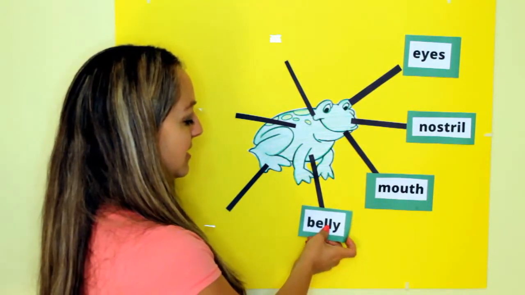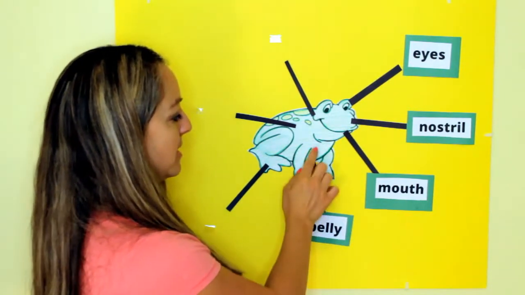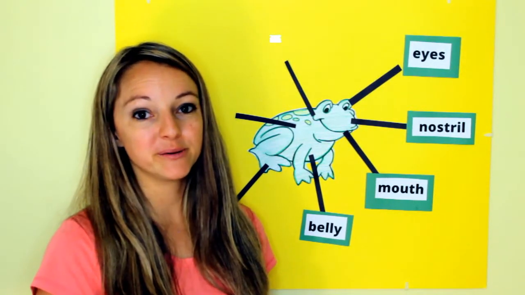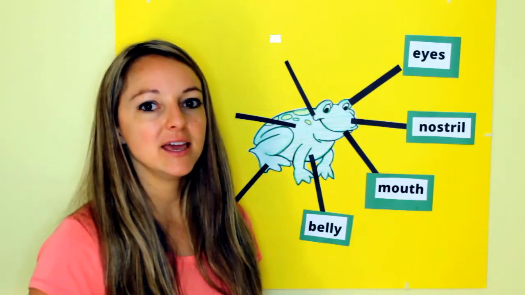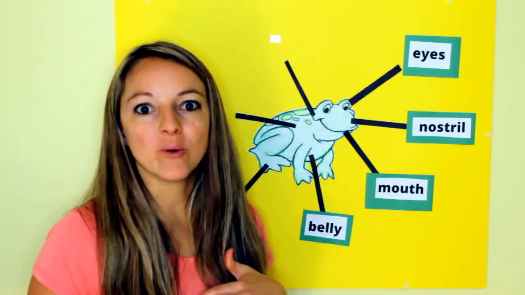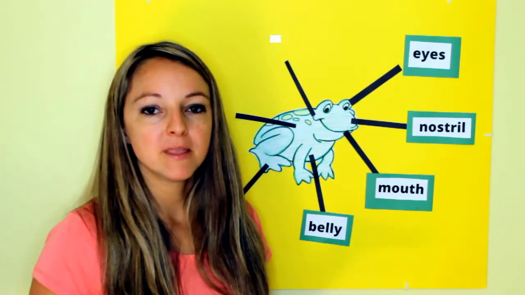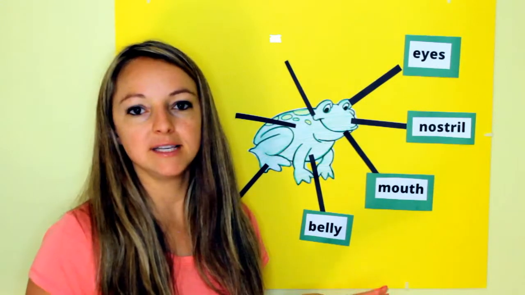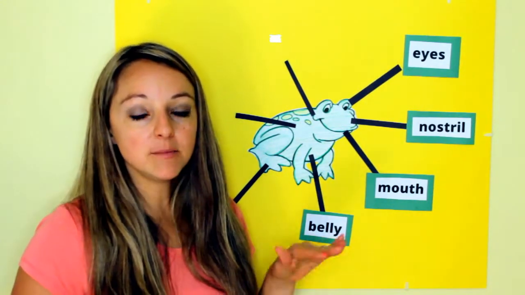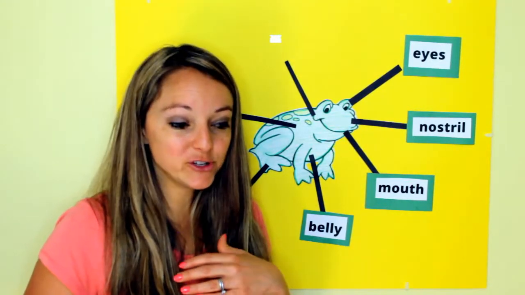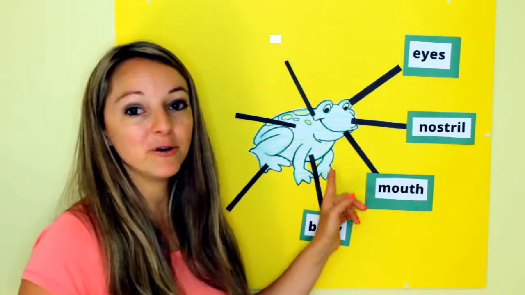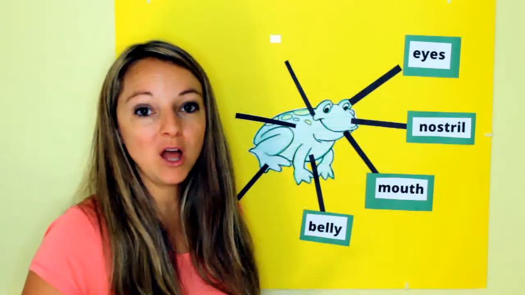This next one is the belly. That's where the food goes. One other cool fact about their belly is when they're walking or moving, a lot of times you won't really see foot prints. You'll see belly prints, like they're scooting along on their belly because it's so low.